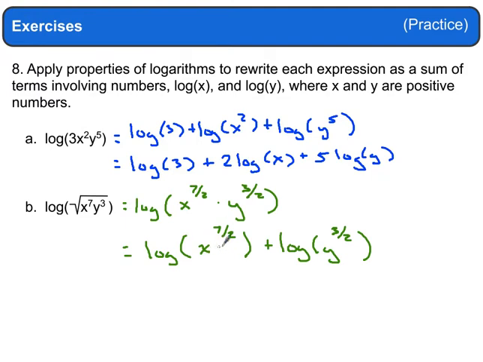And then we're going to take and move this out front. So this becomes 7/2 times log x, and then plus 3/2 log y. So that is the expansion there.